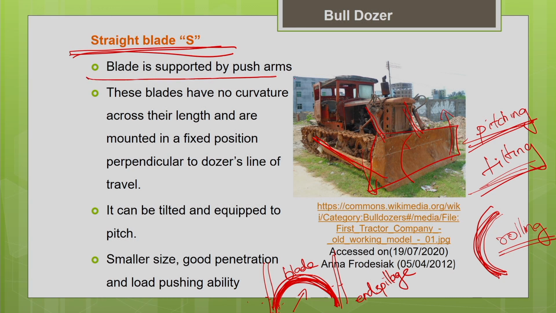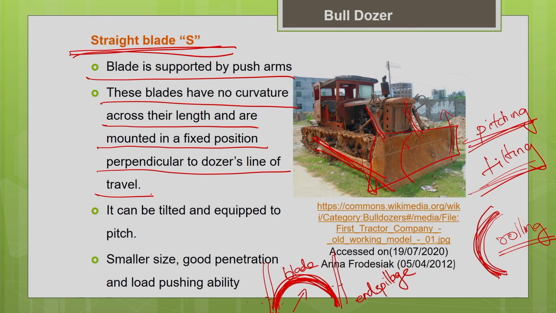So the blade is supported by pusher arms and tilt cylinders. The blades have no curvature across the length, and they are mounted in a fixed position perpendicular to the dozer line of travel, so it is fixed, you cannot angle it. So what are the possible movements with this blade? It can be tilted and it can be pitched. These blades are generally smaller in dimension. Straight blades are smaller in dimension.